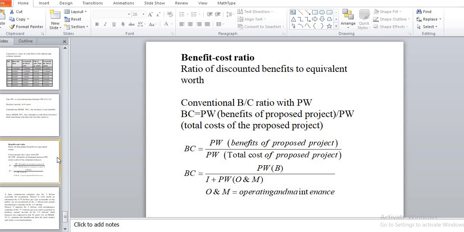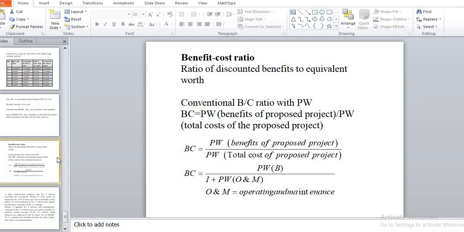But generally, to calculate this benefit to cost ratio, the present worth and annual worth methods are used. And in this consideration of the benefit cost ratio, we consider the time value of money. So it is not just a ratio of benefit to cost; if you consider the time value of money, the benefit to cost ratio is nothing but a ratio of discounted benefit to discounted cost.